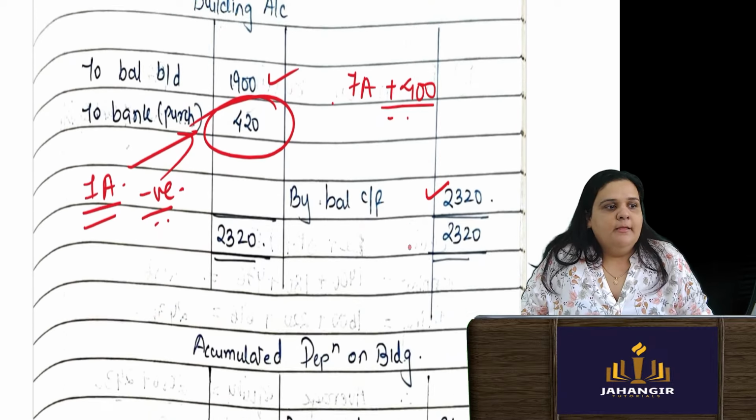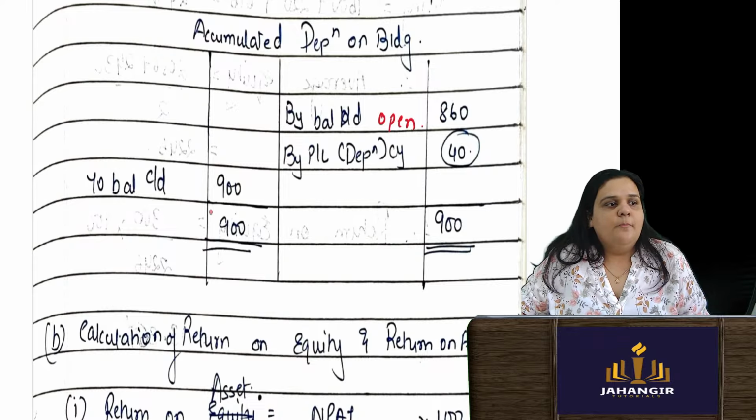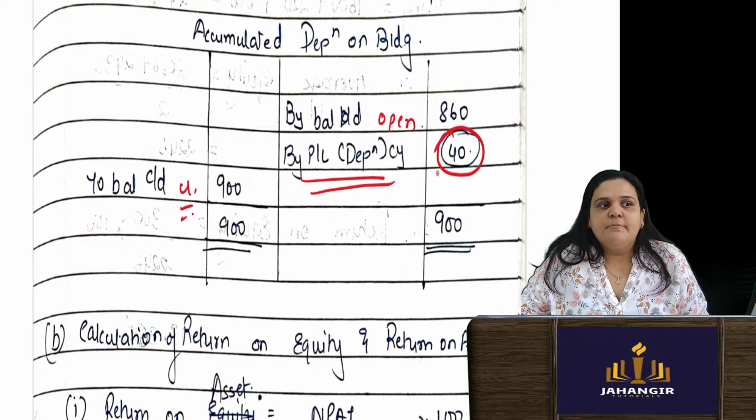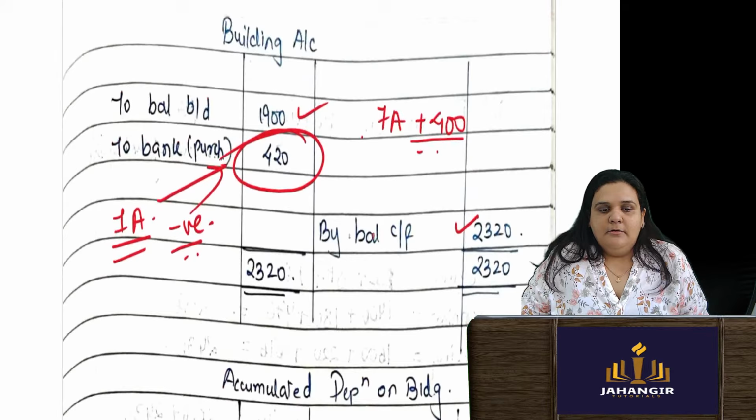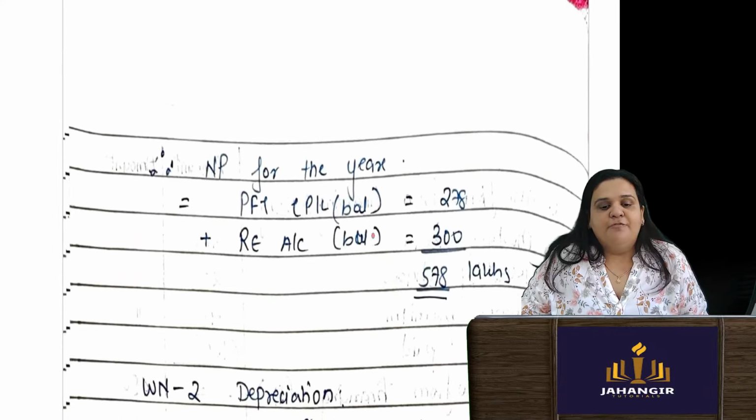Now, accumulated depreciation on building, by balance opening, to balance closing. So this will be the current year's depreciation on building, 40. It will go add back to the net profit. Alright, now I have got this. I need to know my profit for the year.